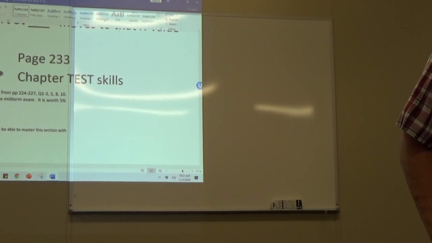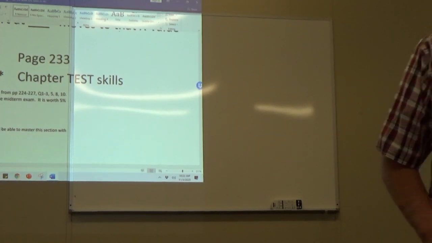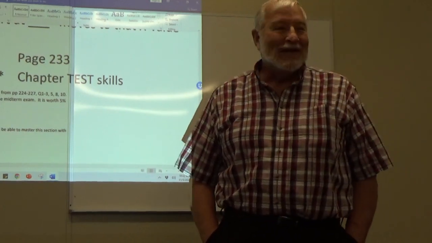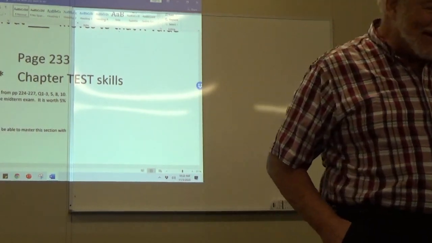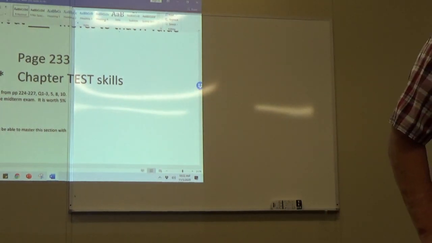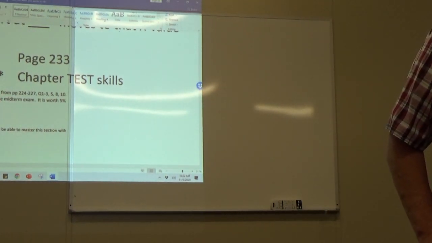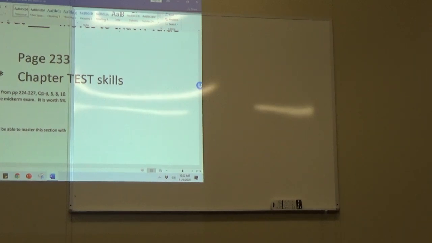Now, R6. R6 is going to be skipped according to this. How would you do R6? Stat. Use stat. Put them in stat, and then go stat calc and quadratic and write it down. So you're ahead of the game there. And then really the same thing with R7. With R7, you have to figure it out.